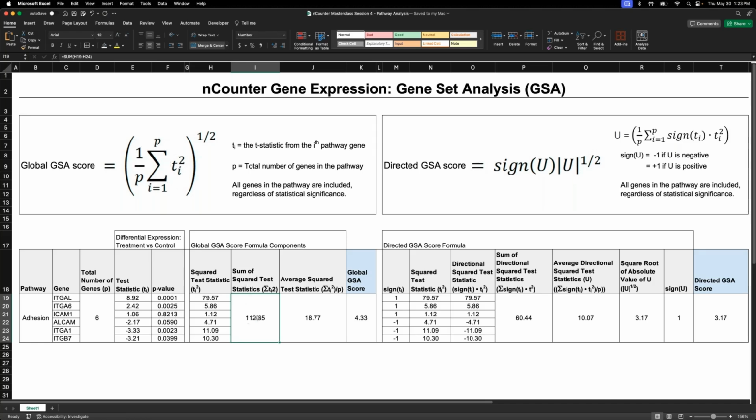So essentially I took this 112.65, which is this here, and I divided by P, which is 6 genes in our pathway, and that's 18.77. So we're almost done. We've calculated 18.77. That is what's included in this parentheses here, and then we just take the square root, which is represented by this exponent of 1/2, and that's our score, 4.33. So that is how the score is calculated.